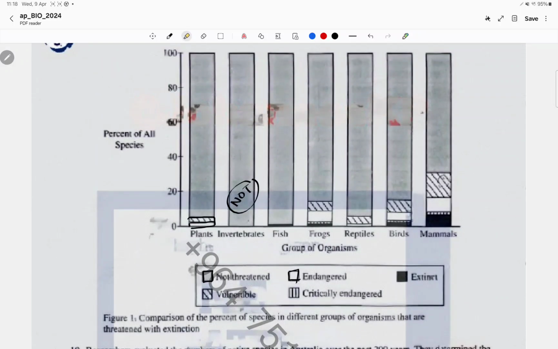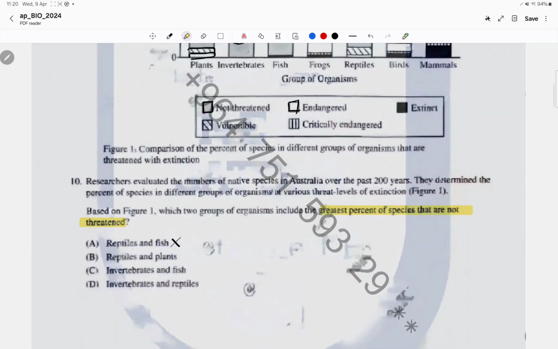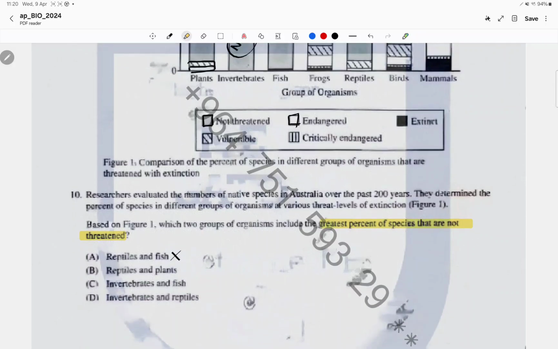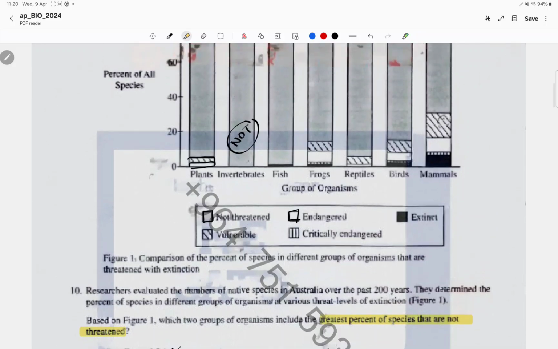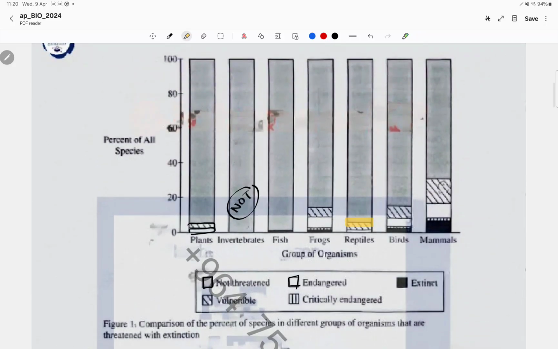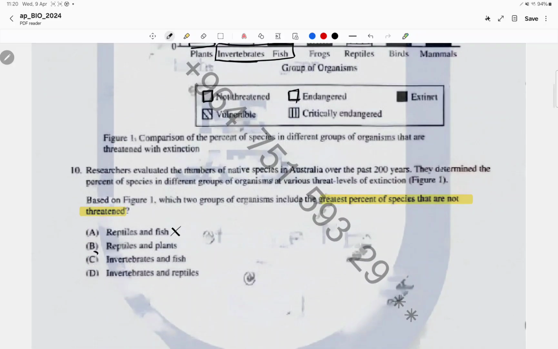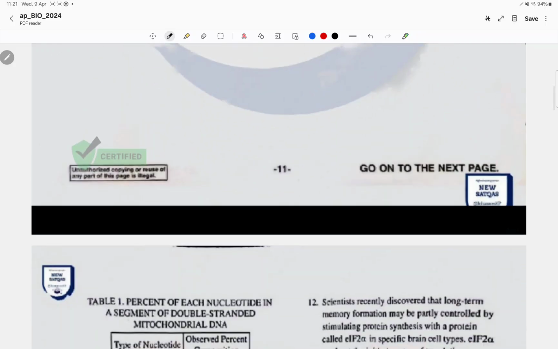Okay. Actually, looking back, invertebrates and reptiles have not so much of a gray bar, right? Not so much. It starts here. But then if you look at invertebrates and fish, the fish start here. So it has to be the invertebrates and the fish. So it's C. Okay.